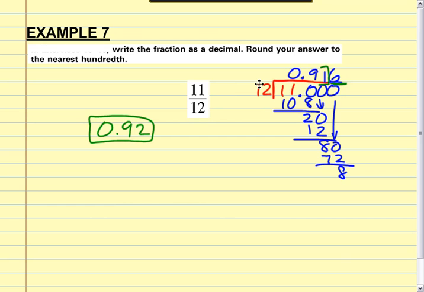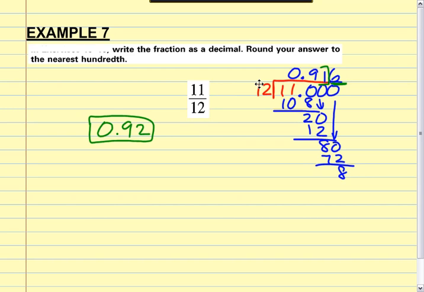But Lou has a question. Lou? If you kept on going, wouldn't you have to put a line over the 6? Yeah, it's going to repeat because as soon as I get 8, I'm going to bring down another 0, and now I've got 80 again. It's not going to change. 12 is going to go into 80 the same number of times it did before, right? So it's going to be 0.9166666 on forever.